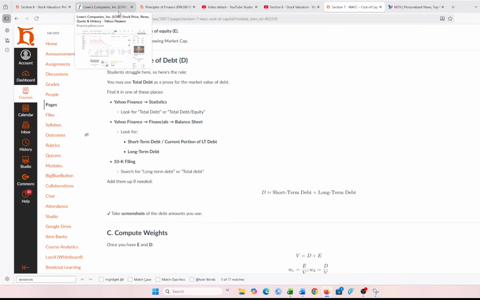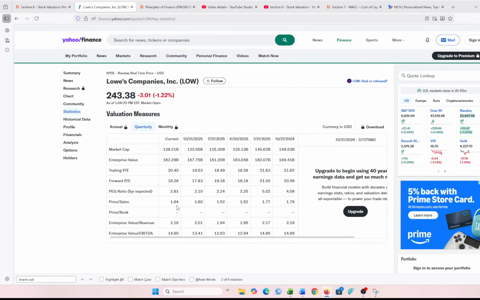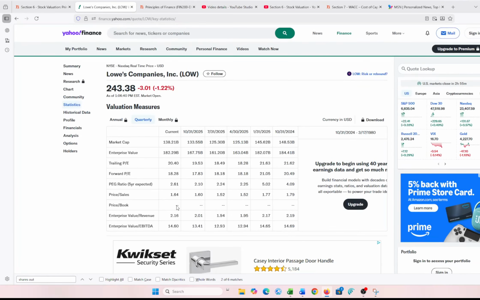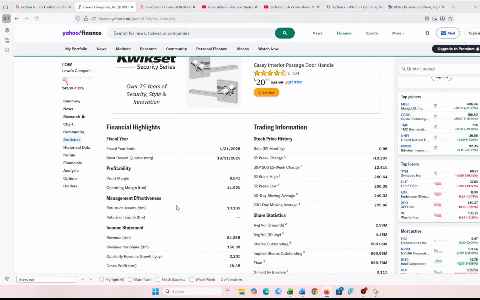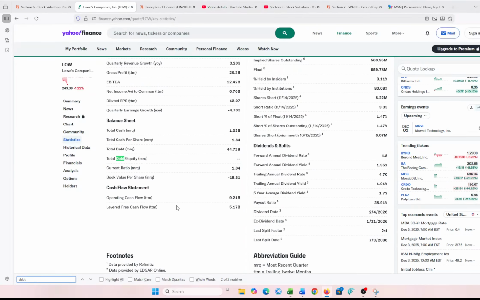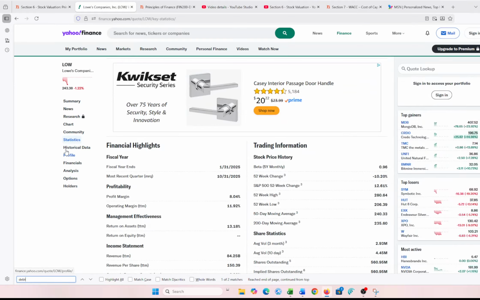Go to stats. We'll go to our Yahoo Finance Statistics, and I think it's right around here. We've got the market capitalization. Total debt to equity does not have a value there. Let's see what else we got here. Total debt, $44 billion. So you can use that.